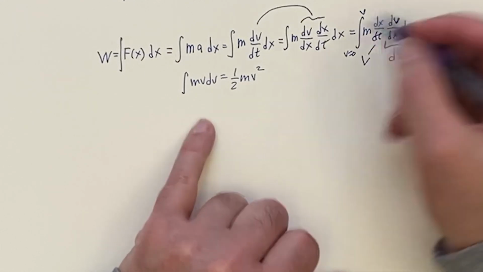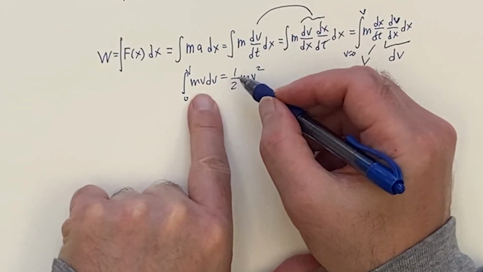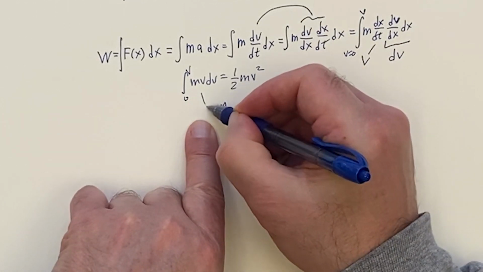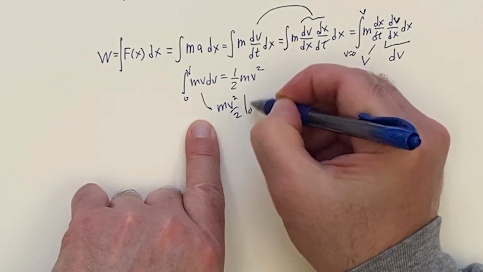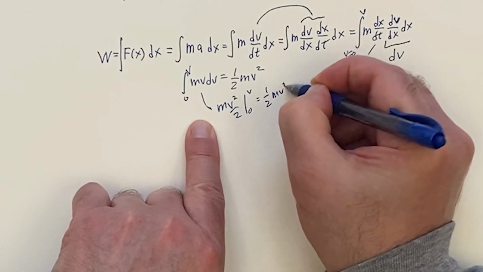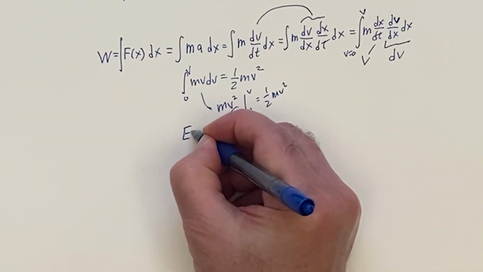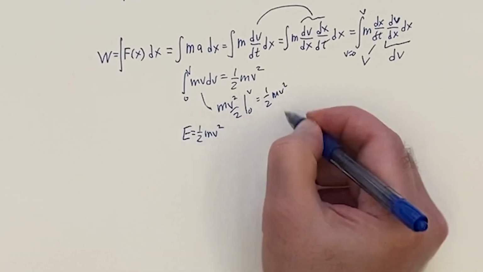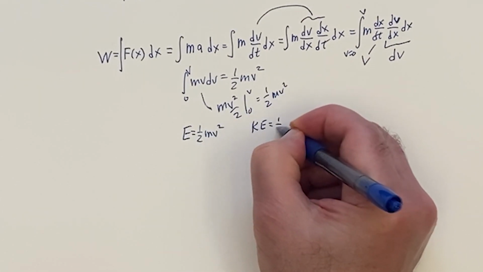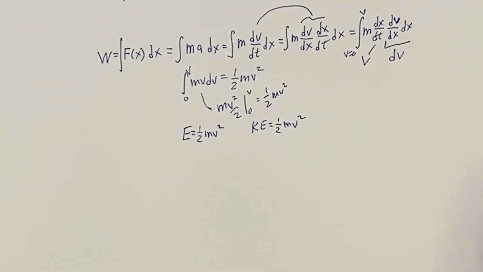Then I would have here 0 to v, and that would get me this integral, m v squared over 2, and 0 to v gets me 1/2 mv squared. So that's called energy. In other words, I do some work, and then in outer space where there's no friction, I let go, and the velocity I now have is the result of me doing the work. So that's called kinetic energy. Sometimes you see KE written like this, 1/2 mv squared. Very nice. Okay, we go on.